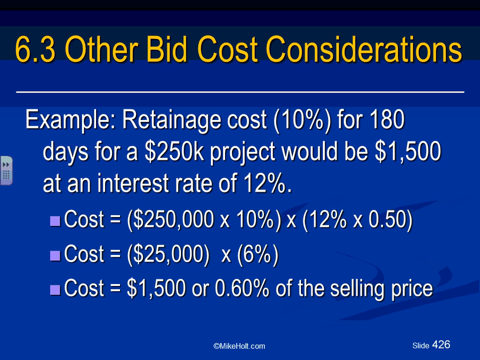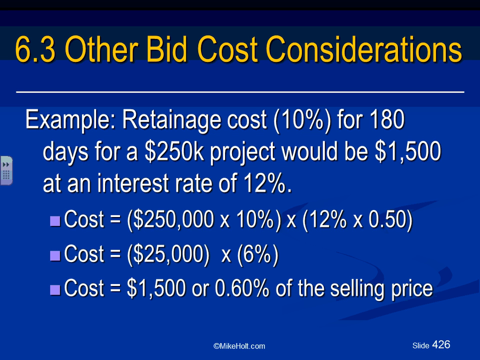You have a retainage cost of 10% for half a year on a $250,000 project. So if you do your math, you take $250,000 times 10% times the interest rate that you're going to pay, 12% on this money, times 0.5 because it's 180 days, half a year. So you have $1,500 you're going to add to the selling price. Any comments, guys? Any questions about allocating the retainage cost to your project?